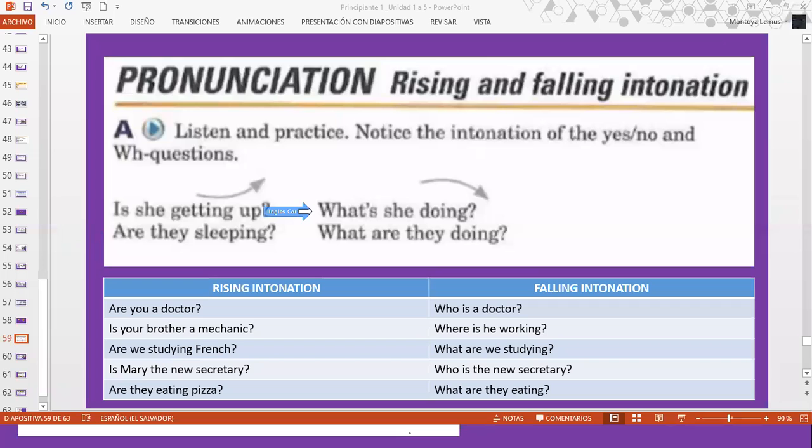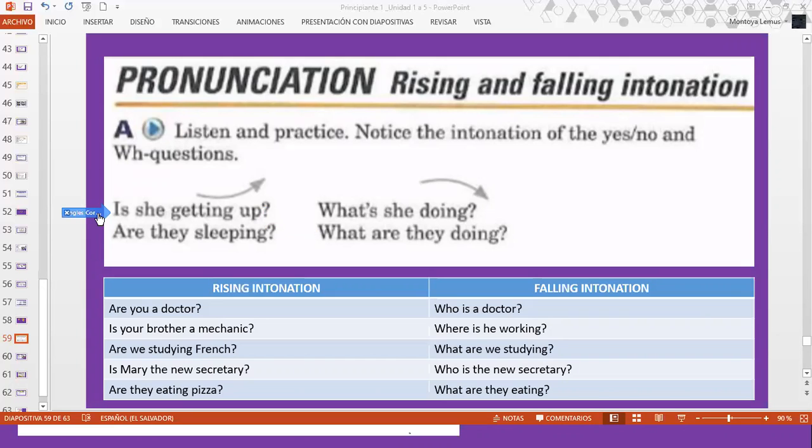What's she doing? What's she doing? Yeah, no es lo mismo. No digan, what's she doing? No. What's she doing? Okay, repeat. What's she doing? What are they doing? What are they doing? Okay.